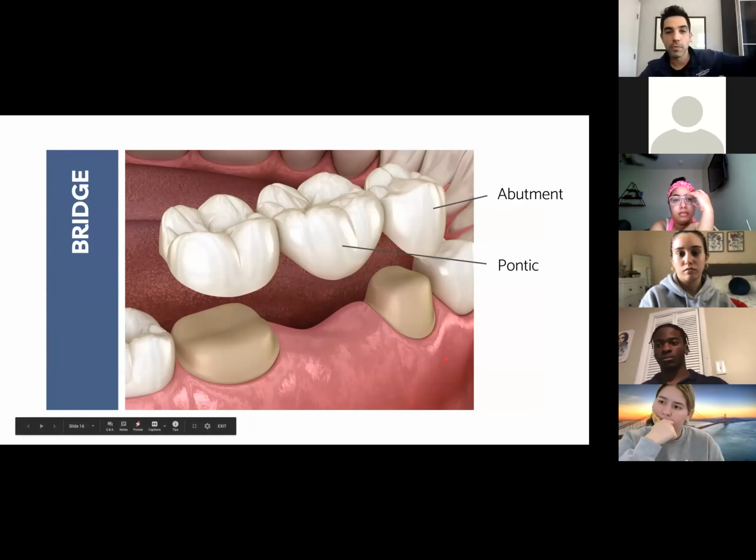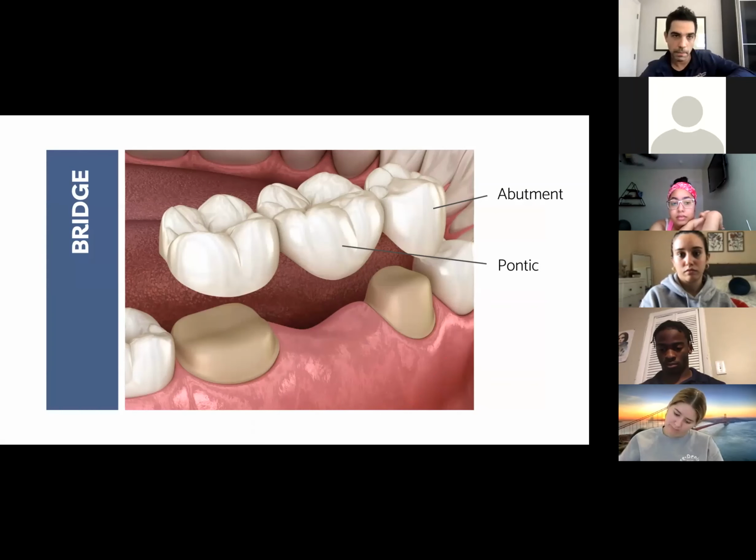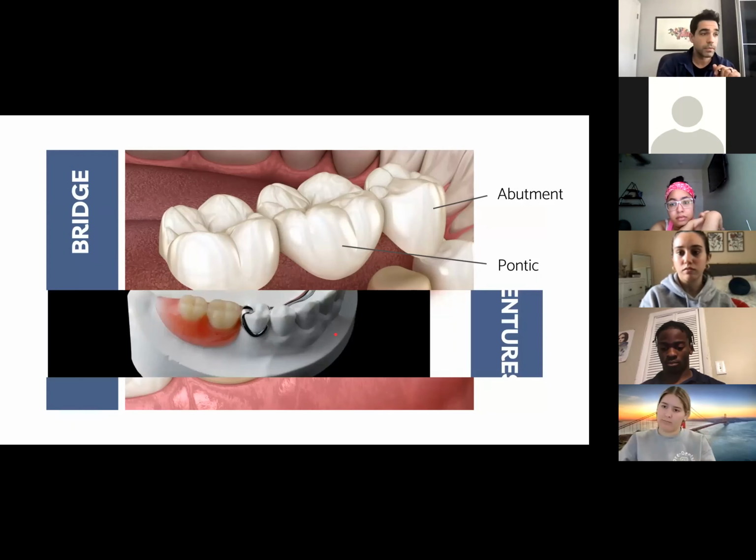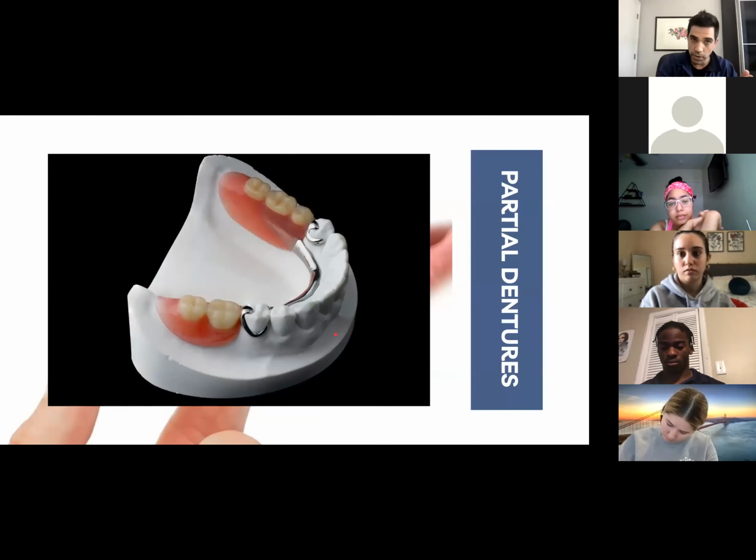So that covered our removable options. All right, let's talk about fixed options. So these are the ones that we put in and they don't come out unless we take them out. Number one, we have a bridge, right? So if it's removable, it's a partial denture. All right. The technical name is removable partial denture. This is where it gets a little bit tricky because the technical name for a bridge is a fixed partial denture.